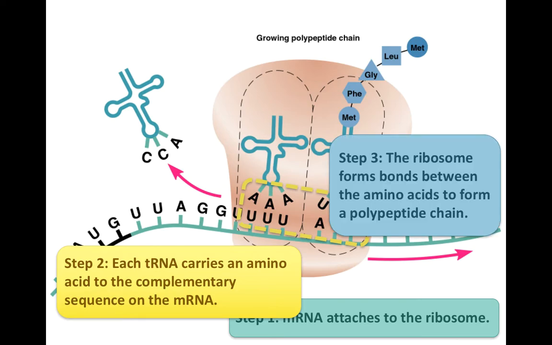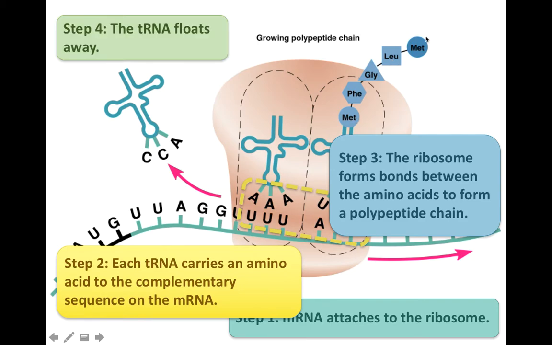Step 3, the ribosome forms bonds between the amino acids to form a polypeptide chain. So you can see that right here. This amino acid has bonded to this amino acid, has bonded to this amino acid, so on and so forth until it gets the final polypeptide chain. And in step 4, once that tRNA brings in its specific amino acid, it'll float away. It'll grab another amino acid to be ready to bring into another ribosome spot. So feel free to rewatch this if you need some more review.